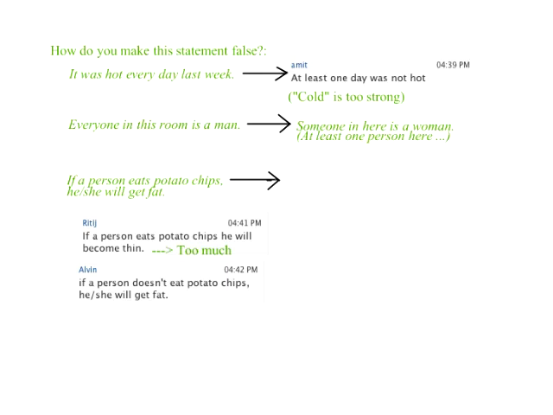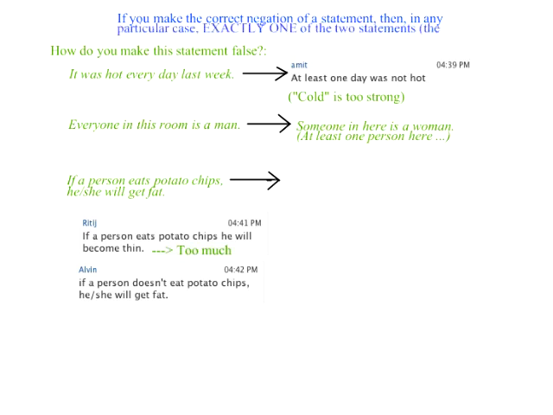If you make the correct negation of a statement, then in any particular case, exactly one of the two statements, the original and its negation, should be true. Because that's what a negation is. If a statement is X, the negation is not X. One of those has to be true, the other one's false. So this is not a valid negation because it's basically logically unrelated to the statement we have up there.